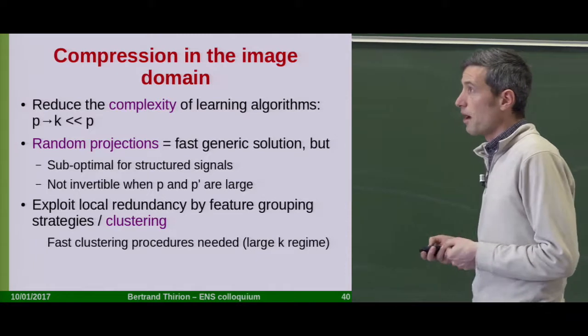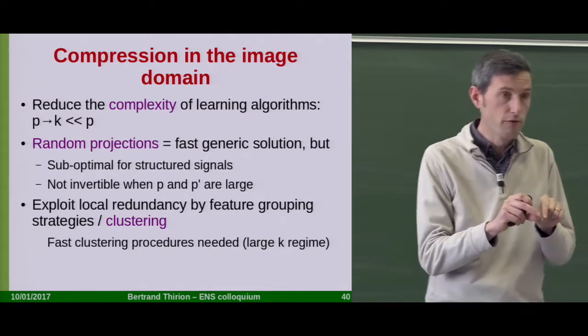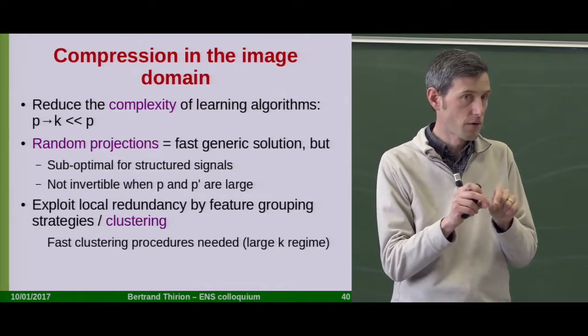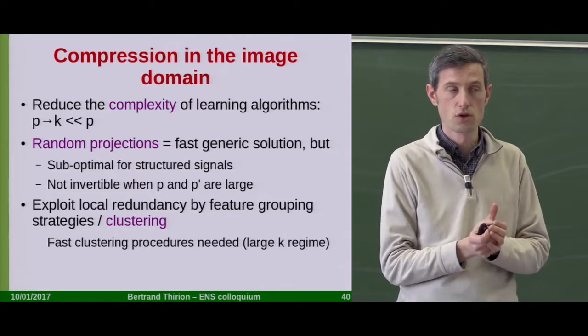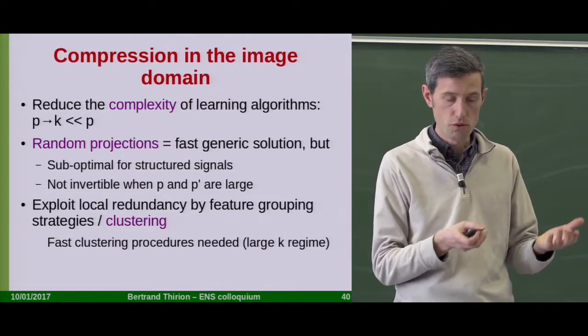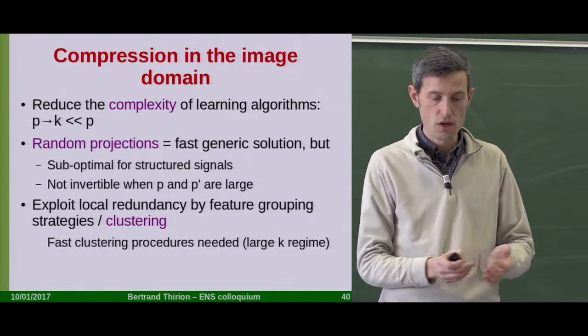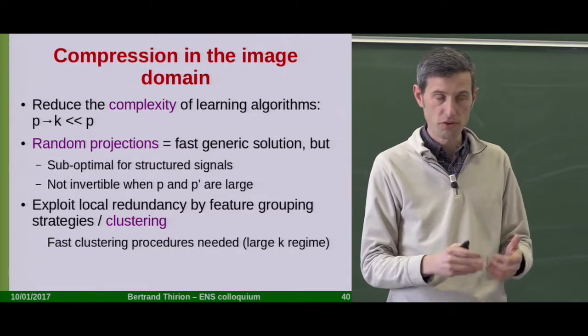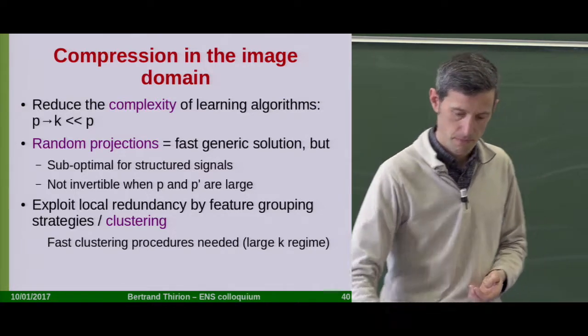That's what we do by exploiting the fact that, for instance, two neighboring voxels are very likely very correlated. So you would like to group them together. So instead of doing random projection, we propose to do some clustering where we group neighboring voxels to obtain a much simpler models, easier to solve, better conditioned, and much faster.